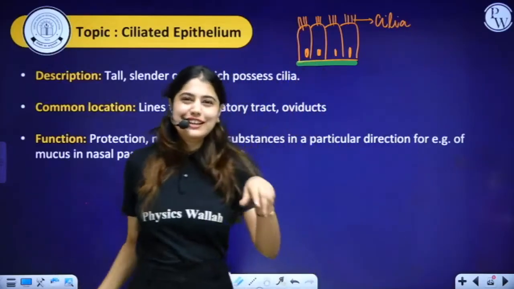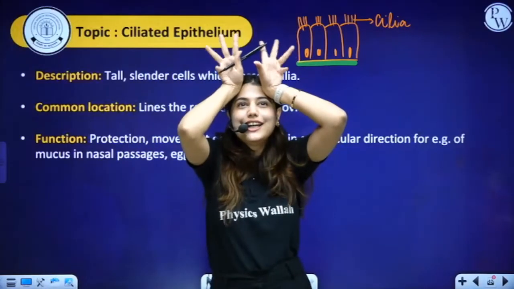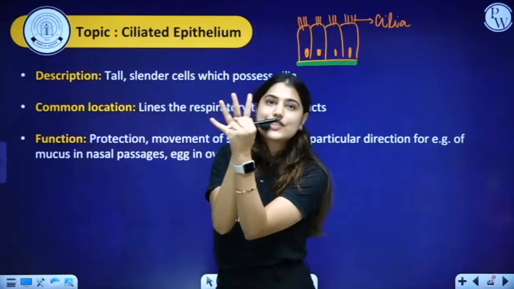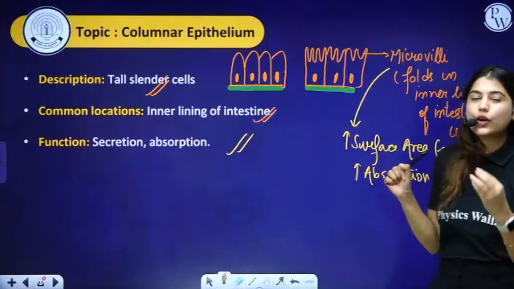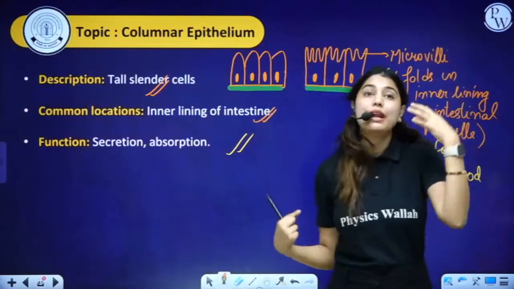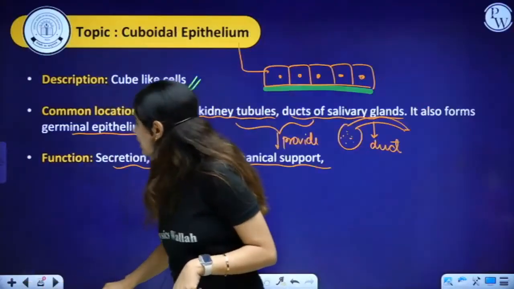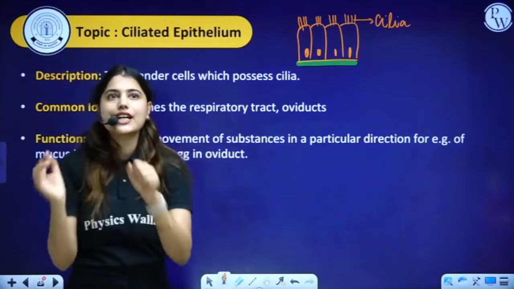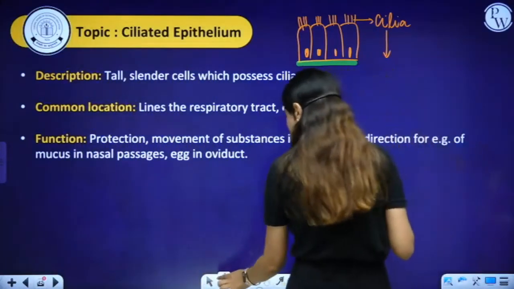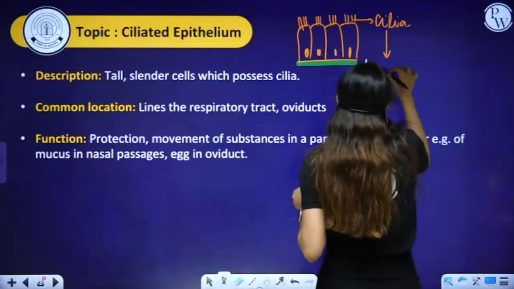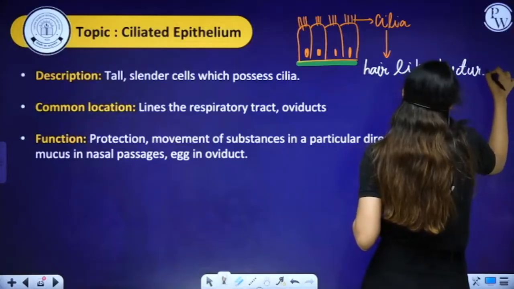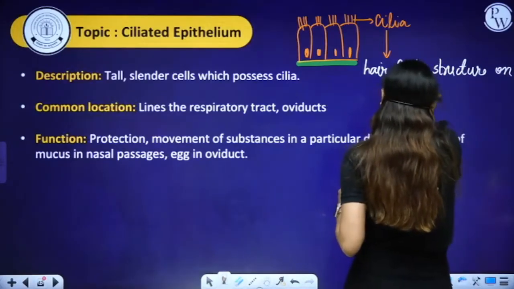Have you seen the Minions, from the Minion movie? They have two or three hairs on them. It looks something like that, isn't it? So just like that, on the cell we have a hair-like structure. Please do not confuse it with microvilli. Microvilli are folds in the plasma membrane itself. Here we are adding hair-like structures on the surface of the cell.